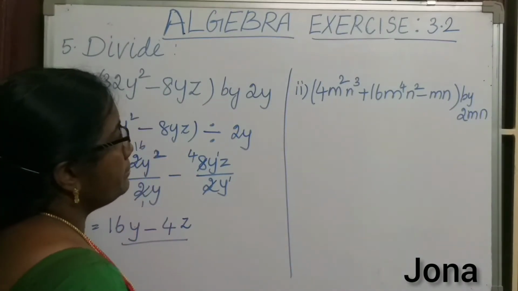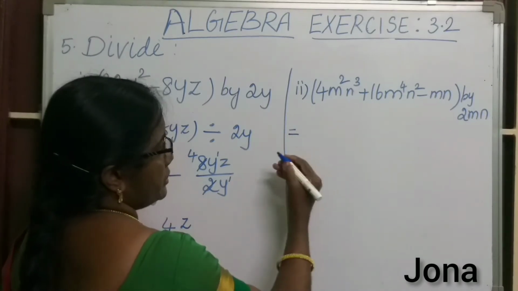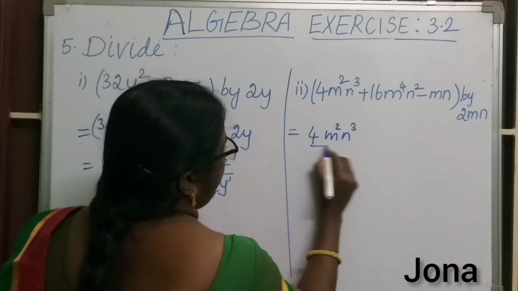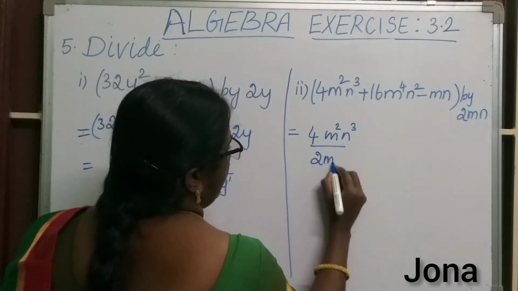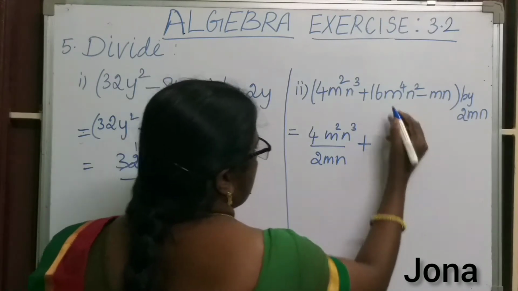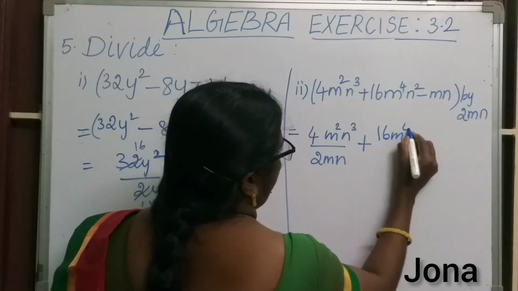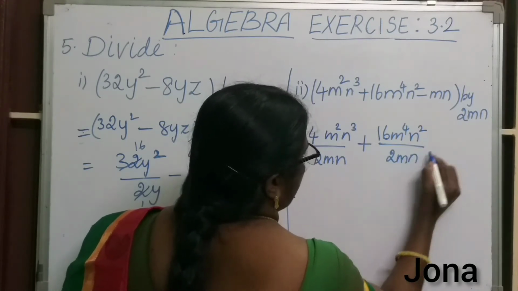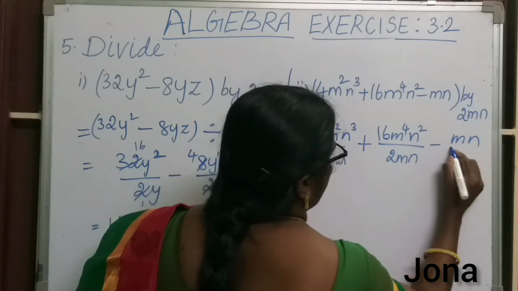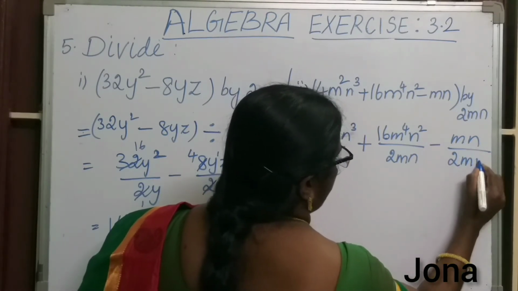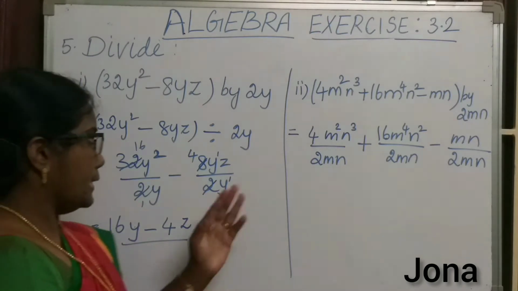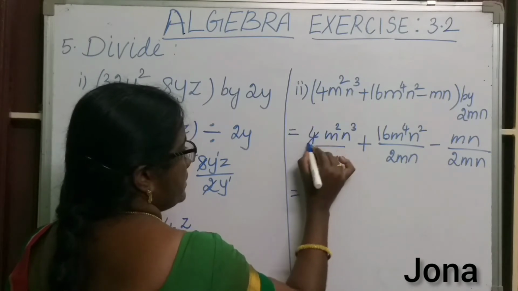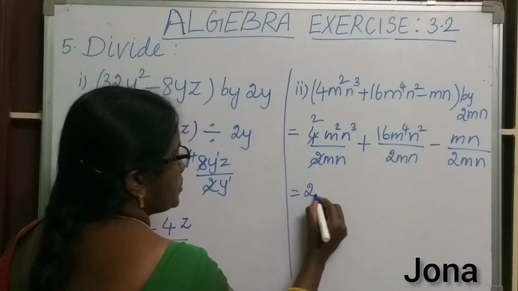Look at the second problem. We have to write in the division format. That means 4m square n cube divided by this 2mn plus this 16 m power 4 n square divided by 2mn minus mn by 2mn. So each and every term we have to simplify now. Which is equal to, here 1 time, here this is 2 times. So keep this 2 here.